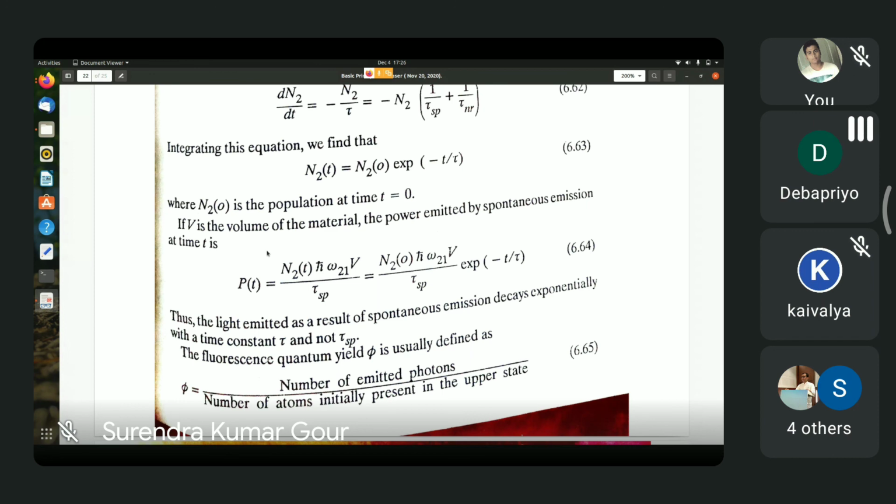Now you can generalize this to a three-level system, where you find out the corresponding quantity for the uppermost level, that is level 3. So this is also given in Lord's book, but I will not go into that. So we shall stop at this point today.